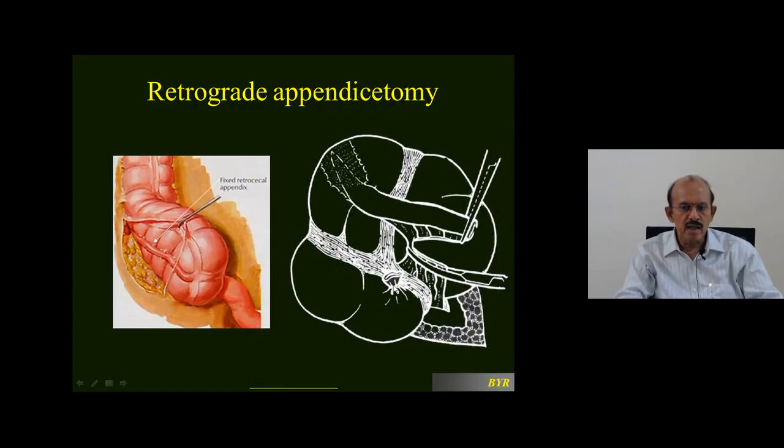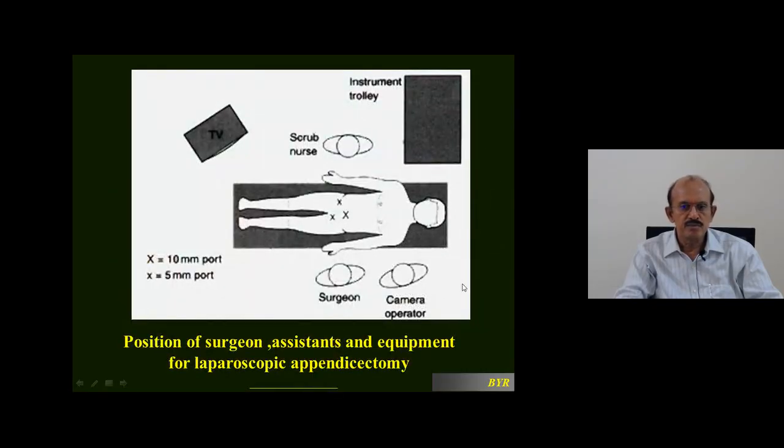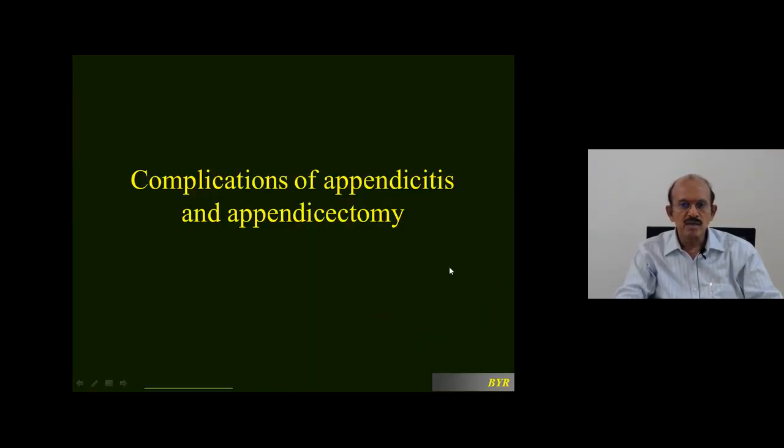So you can see here, this is the appendicular stump. It has been separated from the appendix and the appendix is gradually being separated from the cecal wall. So this is the retrograde appendectomy operation. This can be done laparoscopically also.